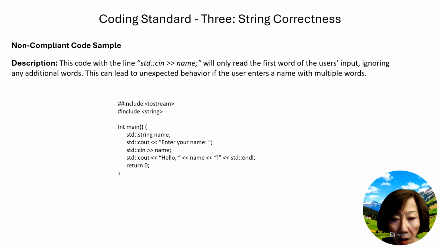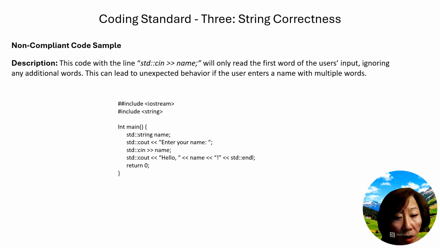This code here, with the line std::cin pushing the input to this variable called name, will only read the first word of the user's input, ignoring any additional words. This is obviously not what you want. If you're talking about a name, it could easily have the first name and last name, 2 words, first name, middle name, and last name, 3 words. And for people who are from European countries, easily you can have way more than three separate words.